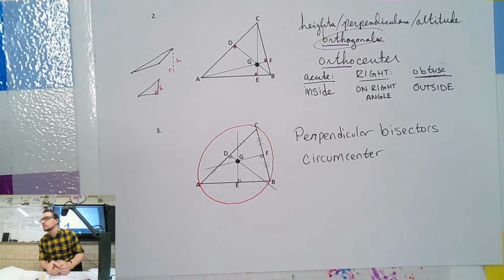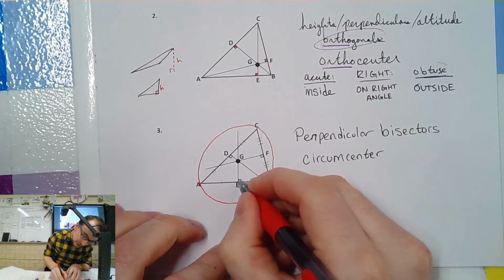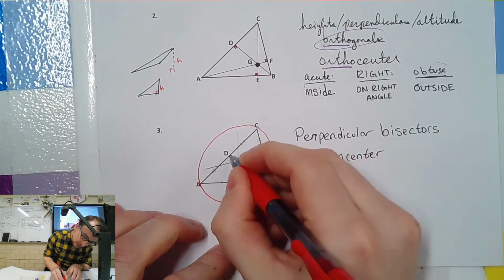Good question. Why is it perpendicular? It's perpendicular because these are 90 degrees, and perpendicular means 90, right?